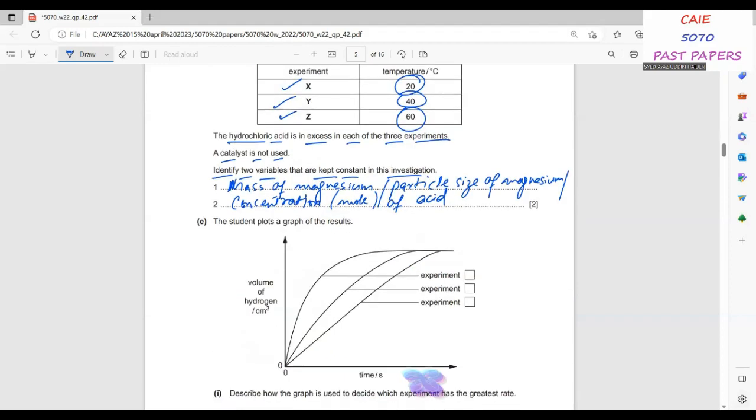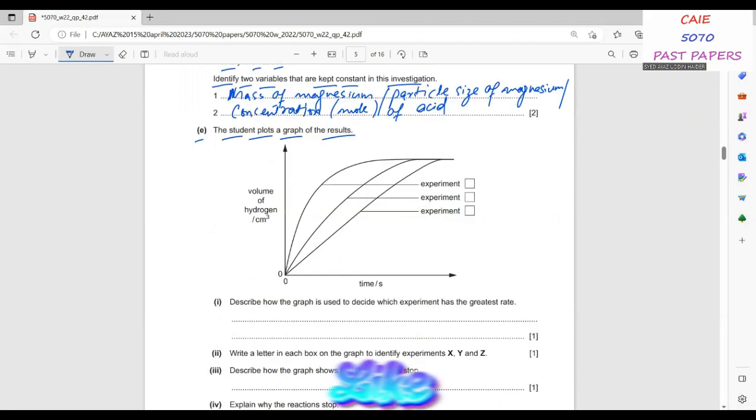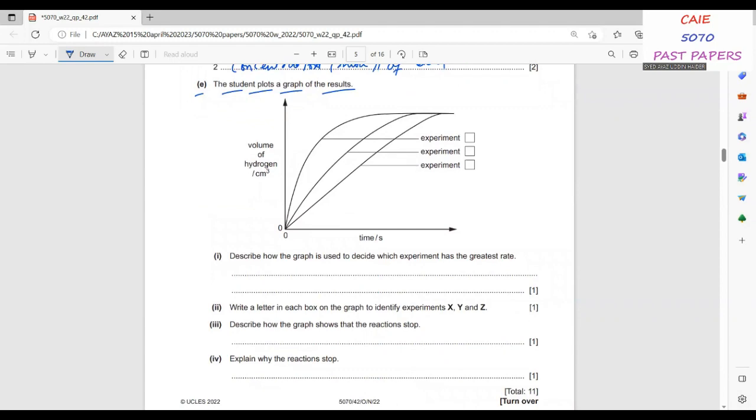As hydrochloric acid is in excess in each of the experiments, so you can't write volume of the acid. E, the student plots a graph of the results. So on x-axis, we have time, and y-axis, we have volume of hydrogen per centimeter cube. Number one, describe how the graph is used to decide which experiment has the greatest rate. So it must have steepest gradient, or it levels off first. This tells that this experiment has greatest rate.